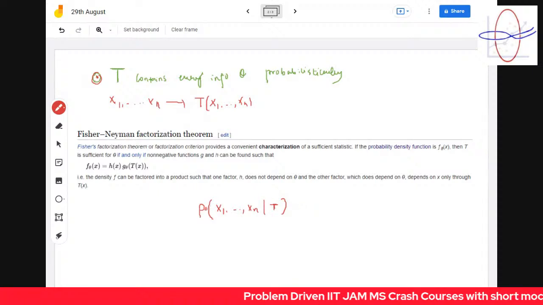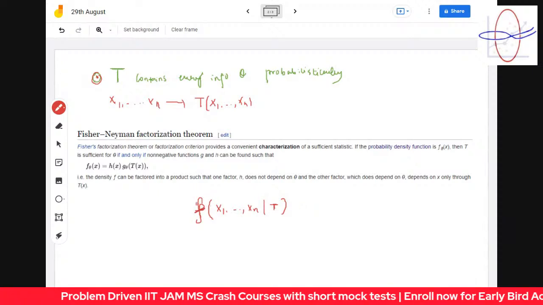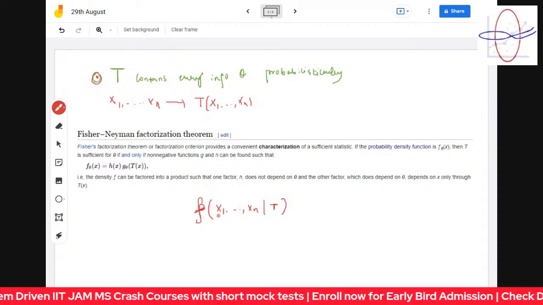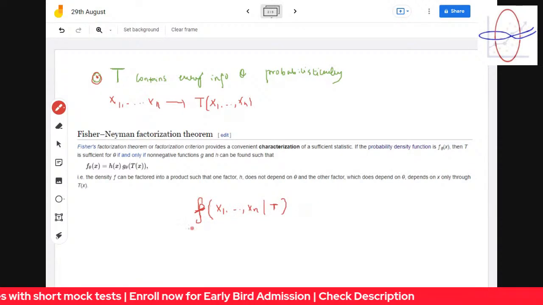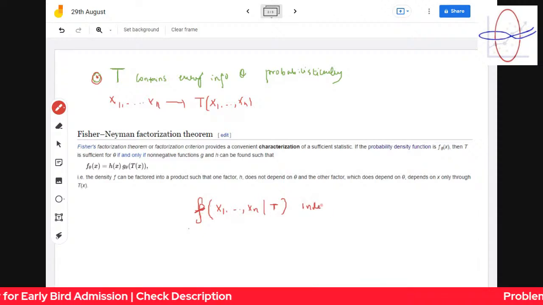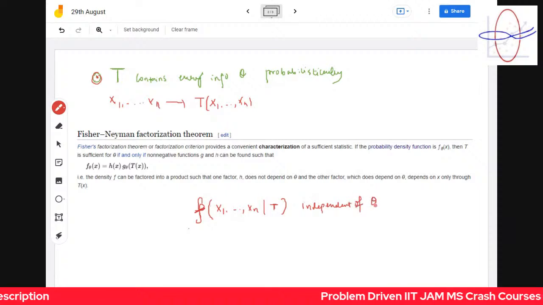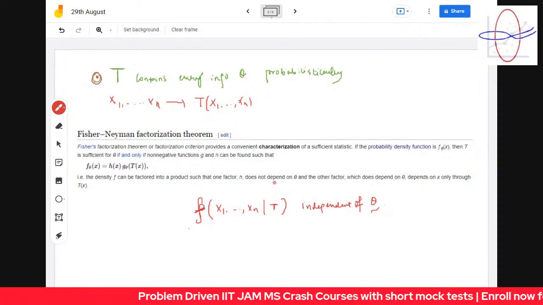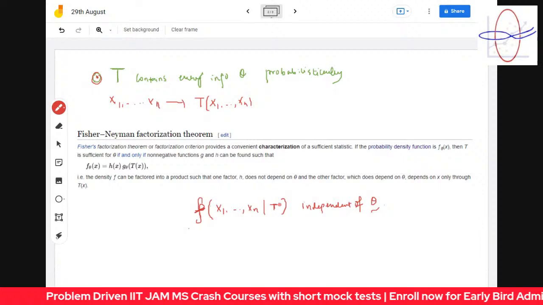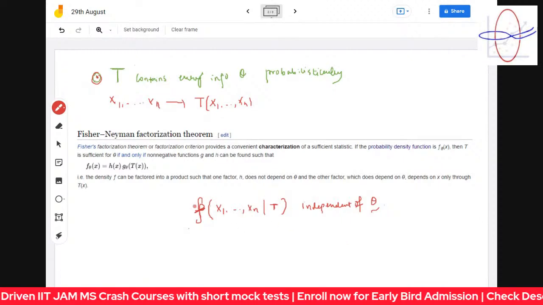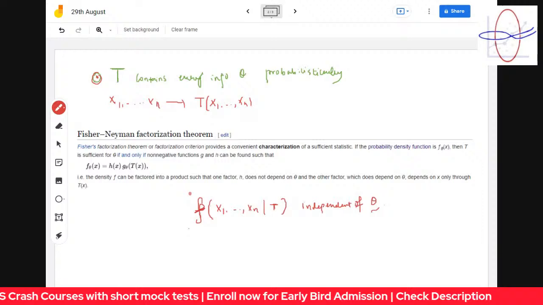If this is continuous, then take the joint PDF. If this is not continuous, then take the joint PMF. Whatever it is, the PDF or PMF is independent of the parameter theta. That means that, given this information of T, T contains every information about theta, which is encoded in this probabilistic statement.